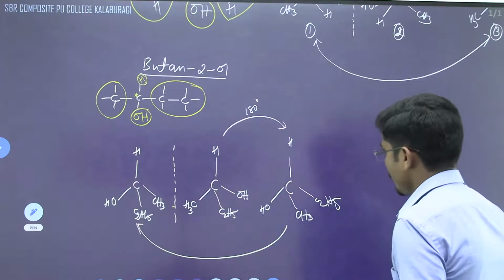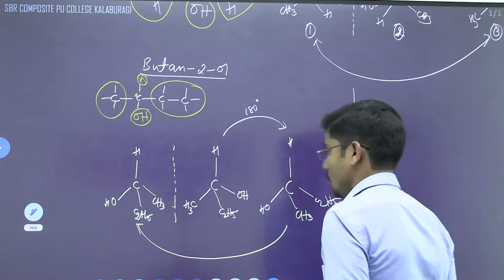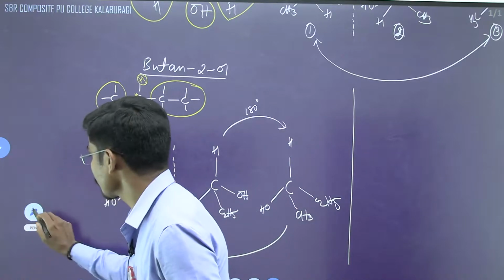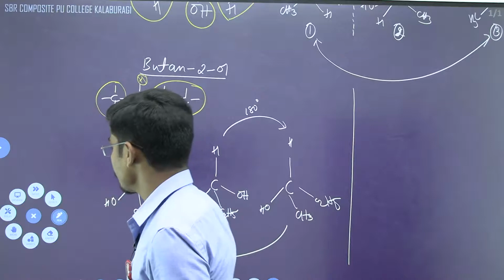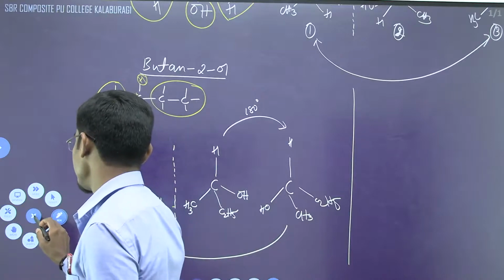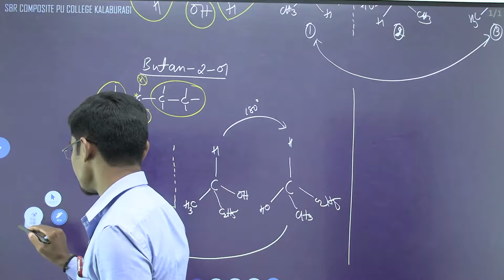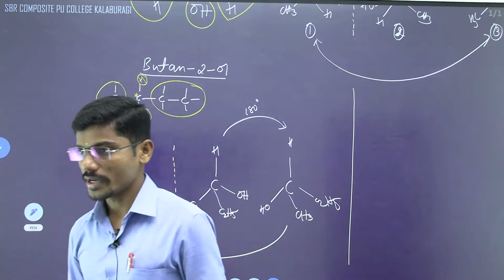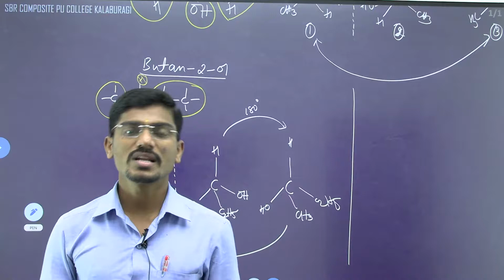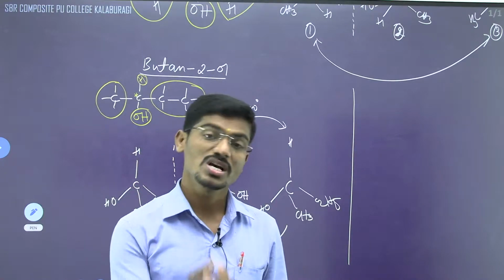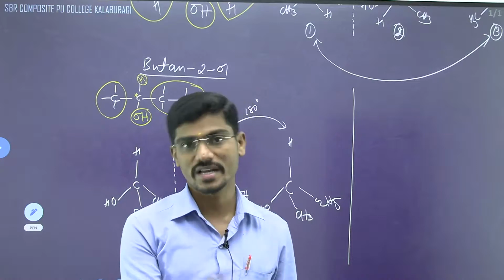One more point I am going to represent here: racemic mixture, racemization, resolution, retention, inversion. Some terms we can represent here. What is meant by the terms racemic mixture, racemization, resolution, inversion, retention?